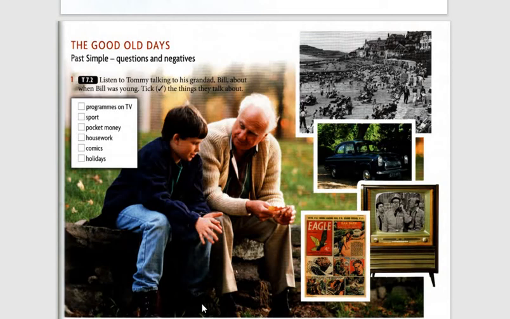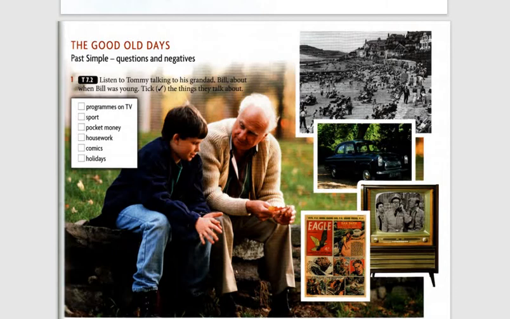After listening to this conversation between the little boy Tommy and his granddad, all the questions of Tommy were in the past, because he was asking about the life and the habits in the past. He was asking about the programs on TV, about sport, about pocket money, housework, comics, and holidays in the past, and the granddad answered also in the past tense.